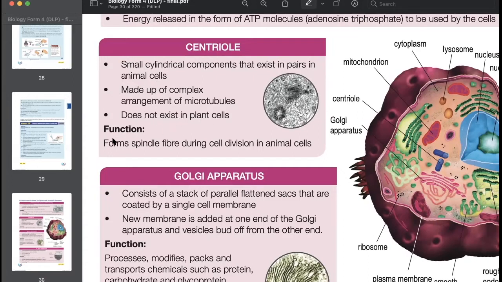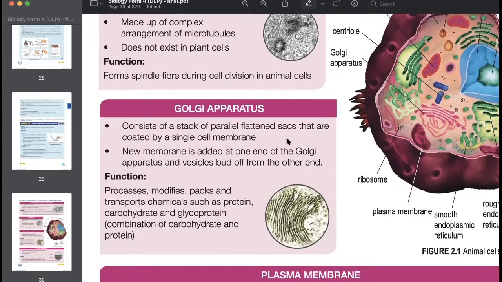The function is to form spindle fiber during cell division in the animal cell. For example, when the animal cell would like to divide itself, from one cell become two cells, the centriole will form spindle fiber. For those who don't know what spindle fiber is, we are going to study it in detail in the next topic. But if you want to mention the function of centriole, you can say it is involved in cell division in animal cell. Okay, the next one is Golgi apparatus.